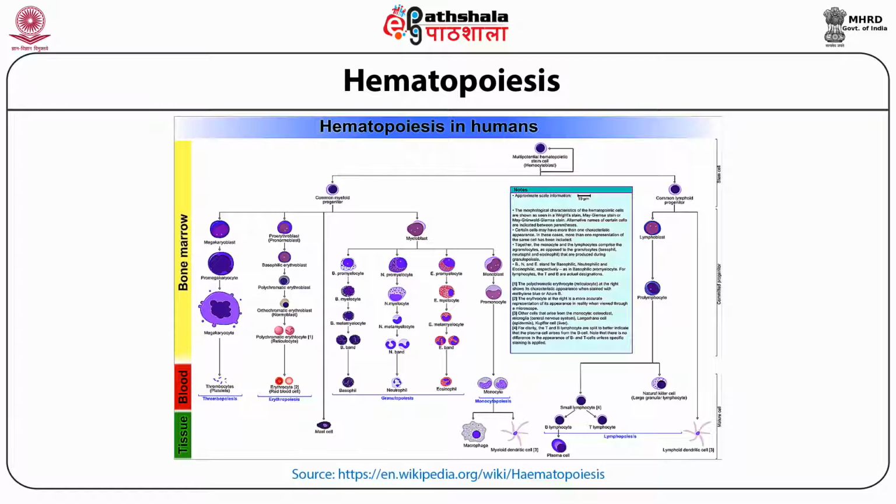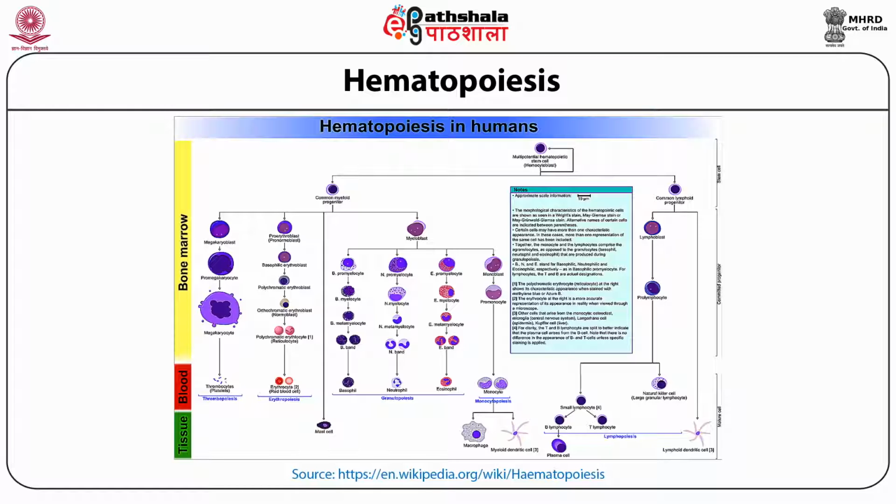This basophil promyeloblast gives rise to basophil myelocyte. This basophil myelocyte then gives rise to basophil metamyelocyte and then finally to the basophil. Similarly, neutrophil promyeloblast gives rise to neutrophil myelocyte, neutrophil metamyelocyte and finally neutrophil.